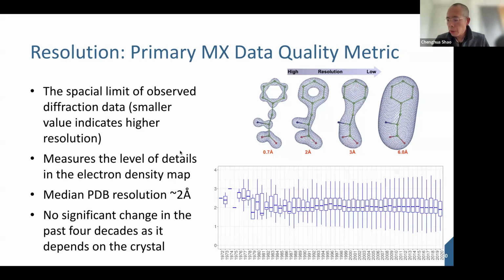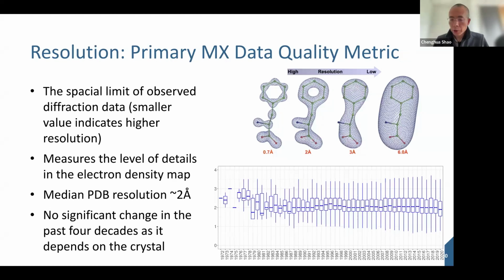Resolution is a primary diffraction data quality metric. It measures how far the diffraction can reach, which means how well the atomic spacing can be measured. Higher resolution usually indicates better identified atomic coordinates, as you can see from this comparison graph from high resolution to low resolution, where the coordinates are represented by the ball and stick model, and a green mesh indicates the experimental electron density.